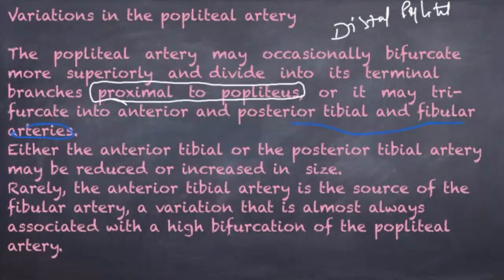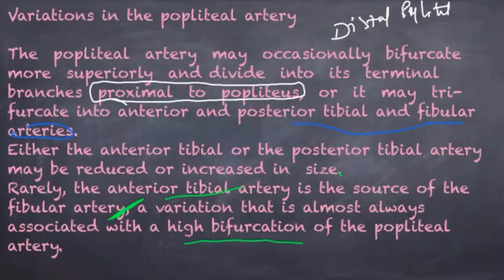Another variation is that either the anterior tibial or the posterior tibial artery may be reduced or increased in size. Rarely, the anterior tibial artery is the source of the fibular artery. This is rare. The fibular artery is always from the posterior tibial artery, or sometimes directly from the popliteal artery, but rarely from the anterior tibial artery. This variation is almost always associated with a high bifurcation of the popliteal artery.